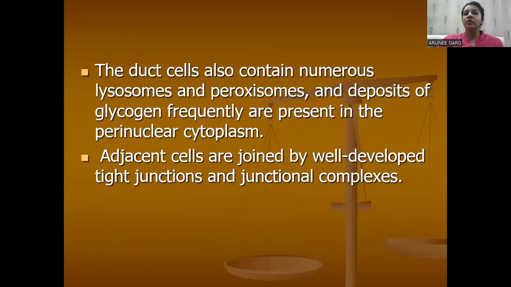The duct cells also contain numerous lysosomes and peroxisomes and frequently deposit glycogen. Deposits of glycogen are frequently present in the perinuclear cytoplasm. Adjacent cells are joined by well-developed tight junctions and junctional complexes.